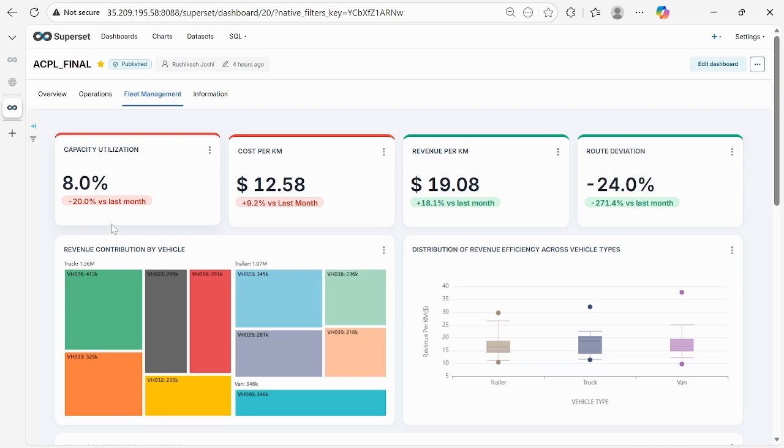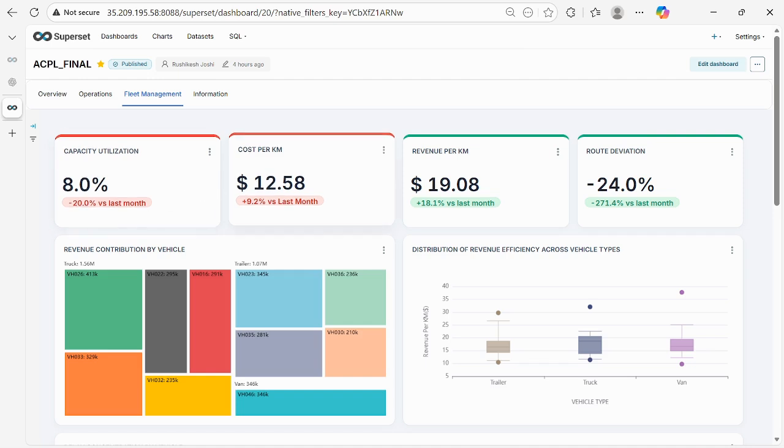If capacity utilization is low, it means vehicles are moving with unused space, which increases cost per shipment. Higher utilization indicates better load planning and improved operational efficiency. This metric is critical because it directly impacts profitability. Better utilization means fewer trips for the same volume.